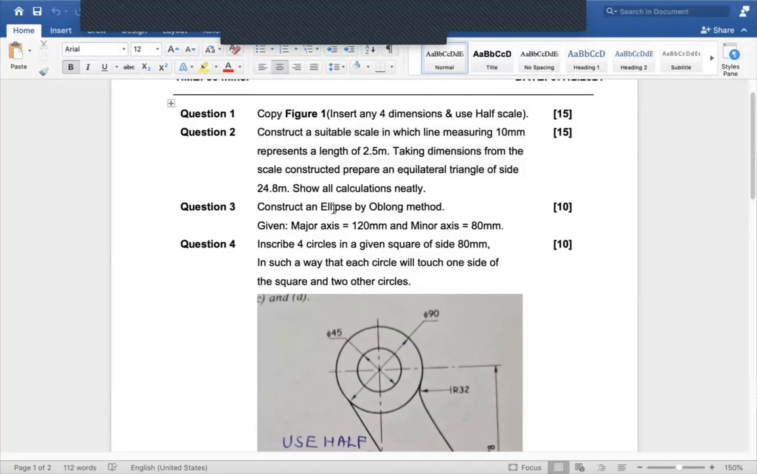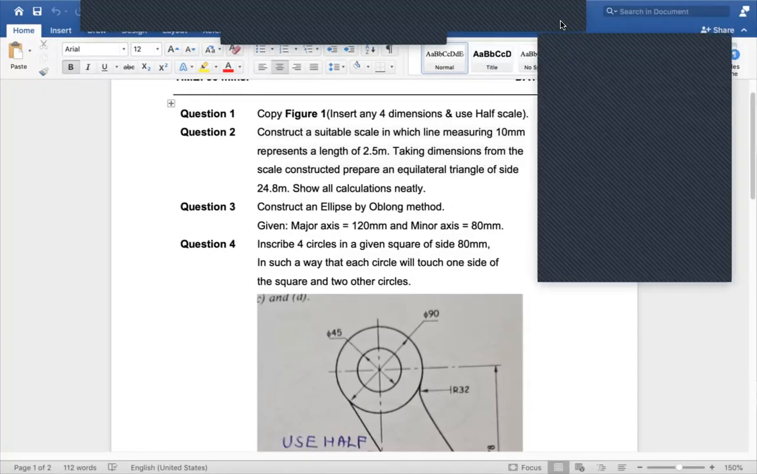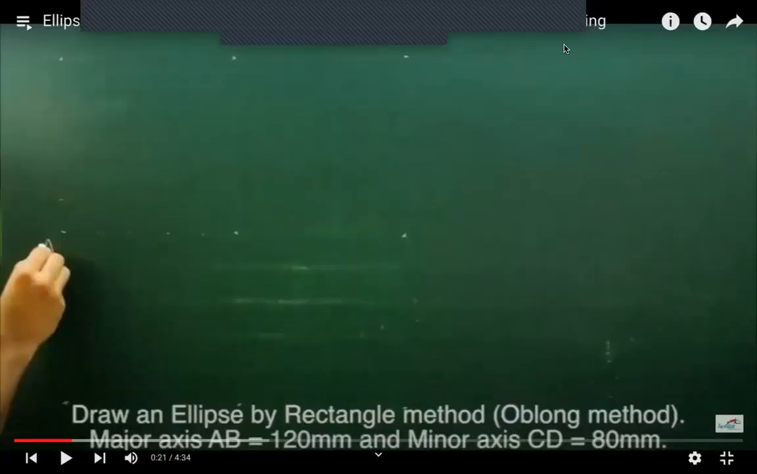Now the third sum is: construct an ellipse by the oblong method, where major axis is 120 and minor axis is 80. They say rectangle method also, so you should keep that in mind. So we'll see that. In this, we have to draw an ellipse by the rectangle method or oblong method, major axis 120, minor axis 80.